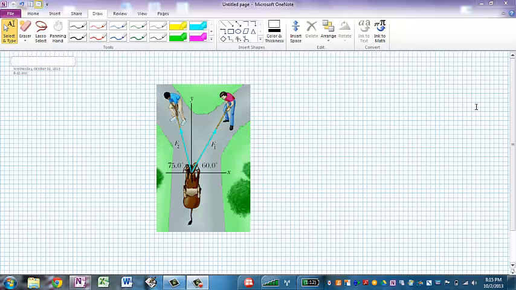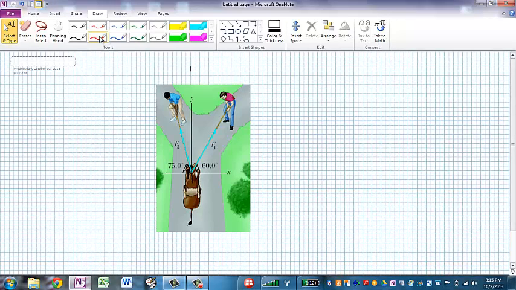Okay, number 20 in chapter 3 gives us a picture of two people pulling on a mule and tells us about each of their individual forces and asks you to find what we will call the net force, so the total force on this. Okay, so we don't know for sure that it's going to be right on the y-axis, but it's going to be somewhere in between, so I'm just going to draw it that way for now.